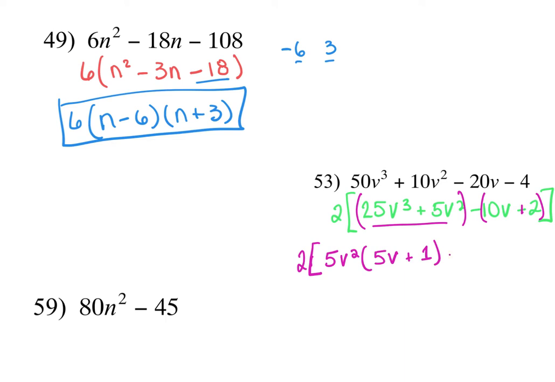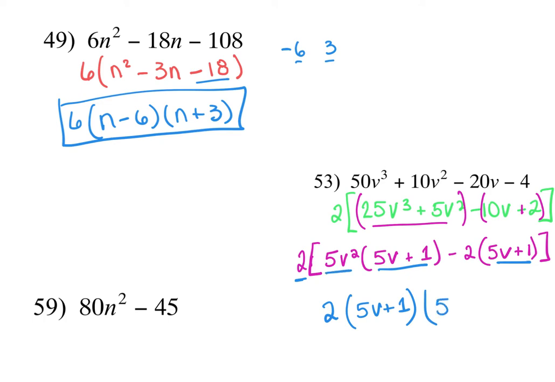In my second group, between the 10 and the 2, I can take out a 2. 10 divided by 2 is 5. I still have a v. 2 divided by 2 is 1. And then I am going to leave this 2 again. And I'm going to say, what do I have in common? Well, I have that whole group in common. The 5v plus 1 is actually in common. What do I have left over when I take it out? I have a 5v squared minus 2. And now I have factored this one completely.